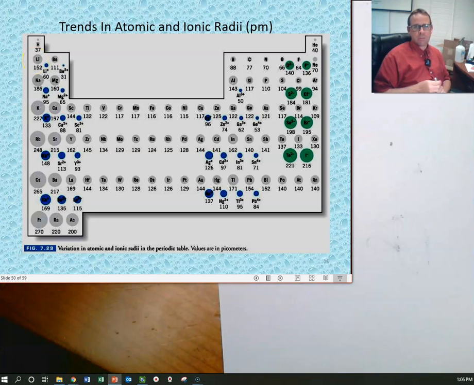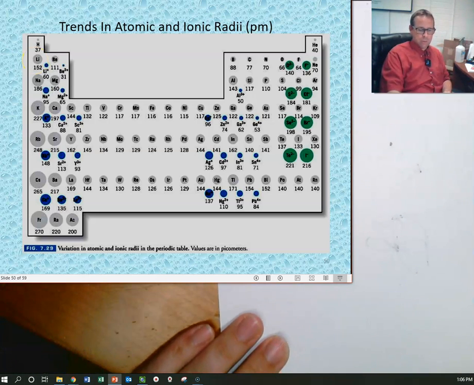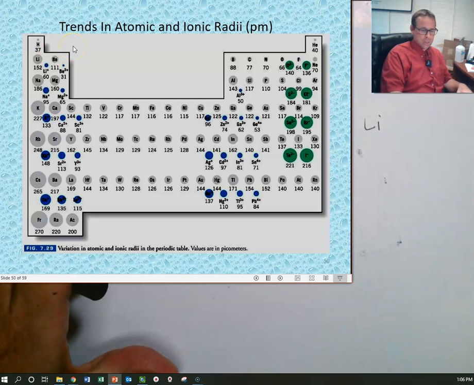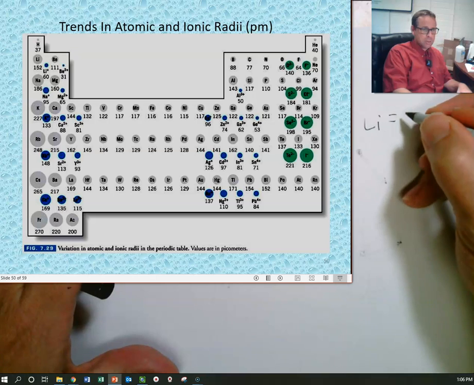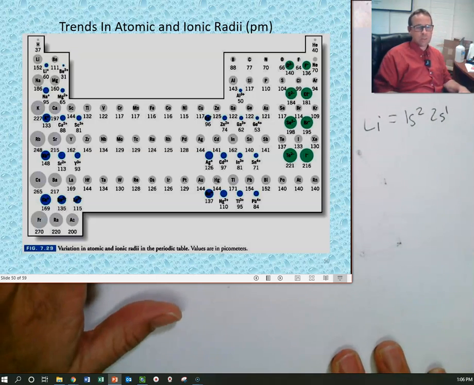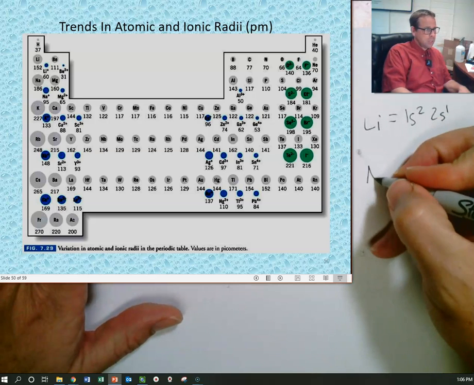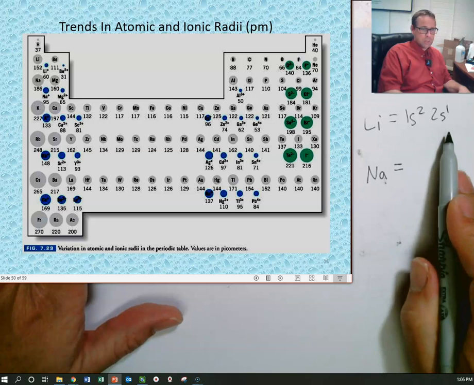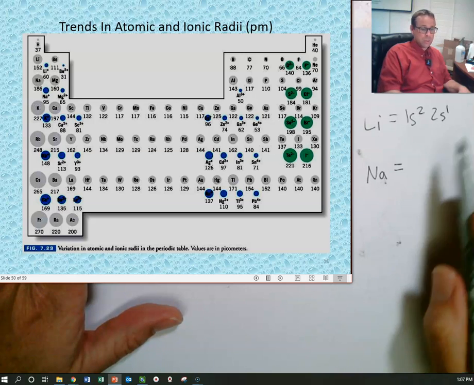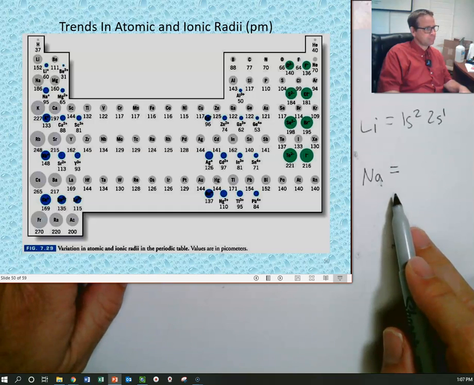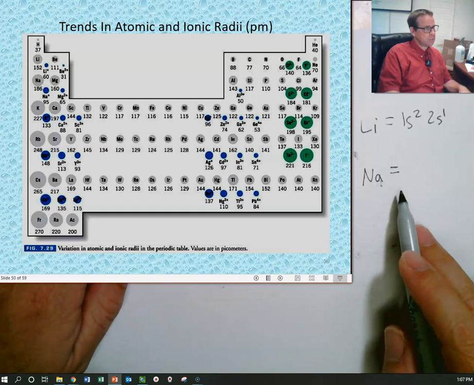Let's write some electron configurations here for lithium and for sodium. Lithium is 1s2, 2s1. Is everybody okay with that? Can somebody help me with sodium? Emma Lee, can you help me with sodium? If lithium is 1s2, 2s1, what's sodium, Emma Lee? What's its electron configuration?